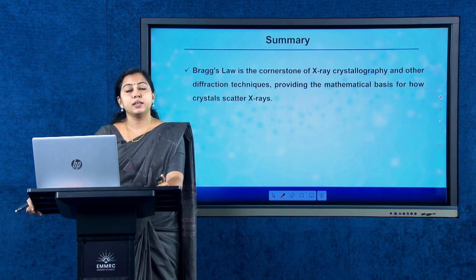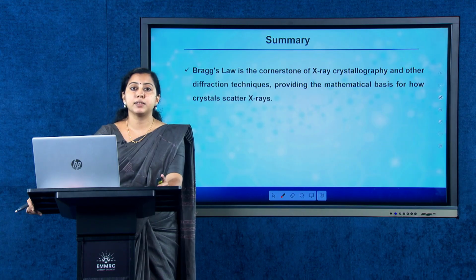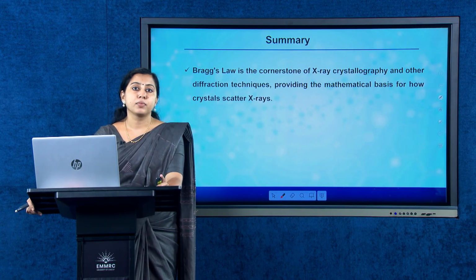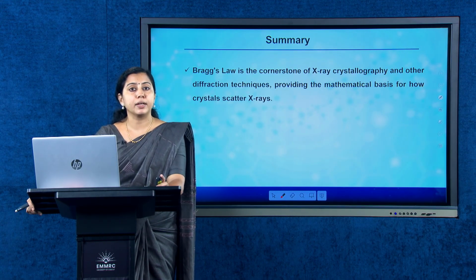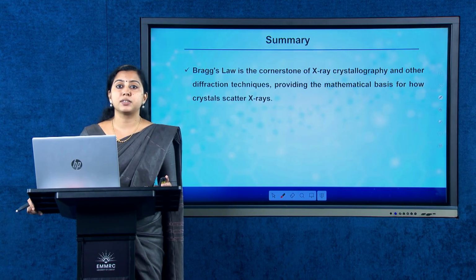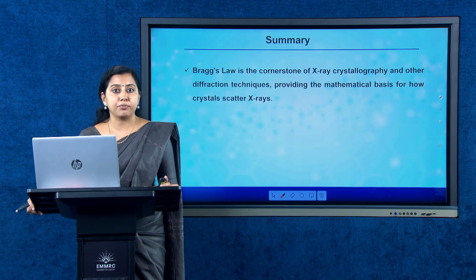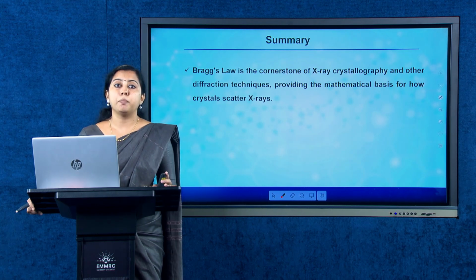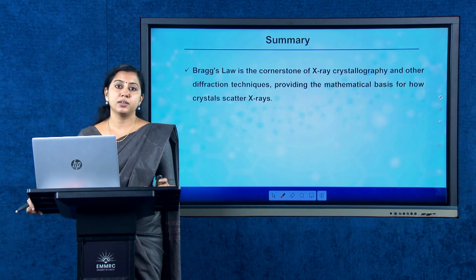And we have seen Bragg's law, which is n lambda is equal to 2d sin theta, and we also saw how to derive Bragg's equation. Bragg's law is the cornerstone of X-ray crystallography and other diffraction techniques, providing a mathematical basis for how crystals scatter X-rays.